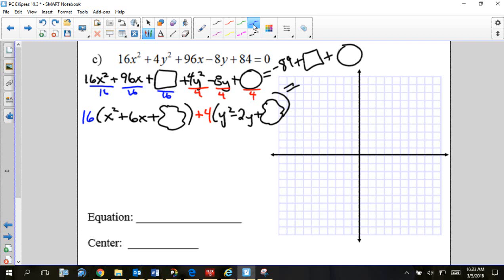Now I can do 6 over 2 squared, 9. But then I have to multiply it by 16 to put 144 over here. The only reason the b over 2 trick works is because you took out the 4. So don't use that 8 to do it. Use it after you took out the 4. Negative 2 divided by 2 squared is 1. Multiply by 4 is 4.